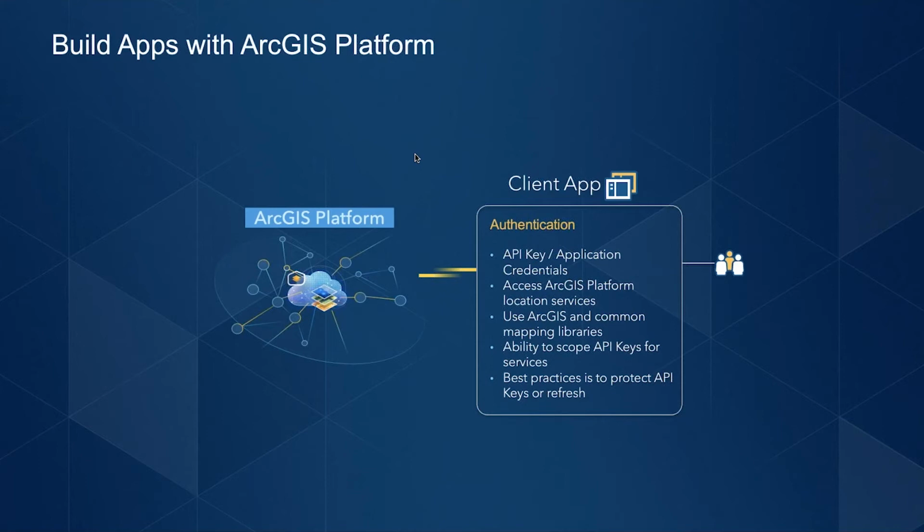You can also scope your API keys, and this is a common best practice. So you might want your end users to not have access to routing, but be able to access base maps and geocoding. And so you can go into the developer dashboard and scope your API key to just those services.